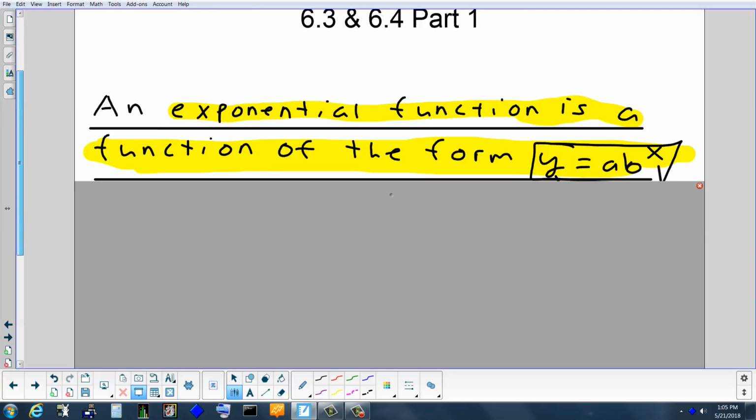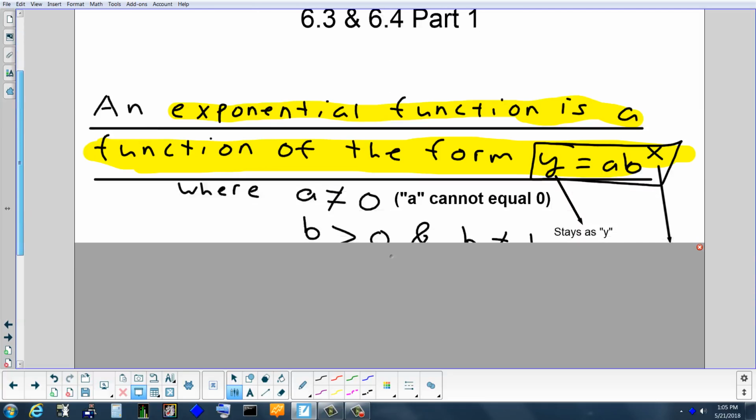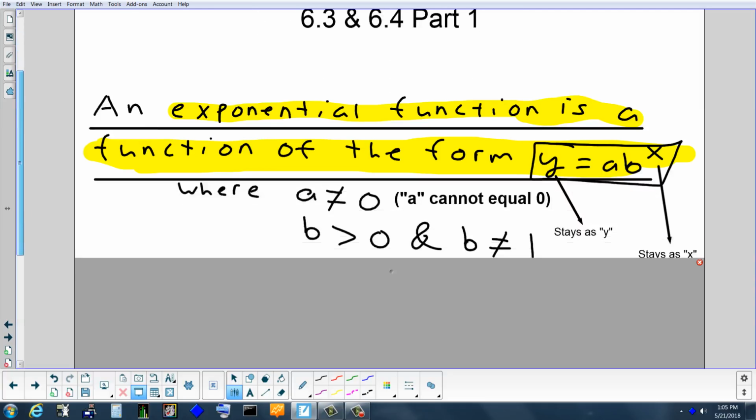Why do you have a b instead of m? Because there's no slope in this. Remember, for a linear function, we have the slope, and you're going up by that same value every time. Something a little bit different is going to happen for an exponential, and we'll talk about that in a second.